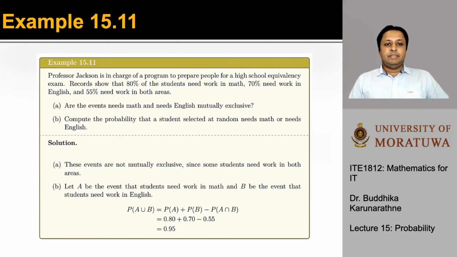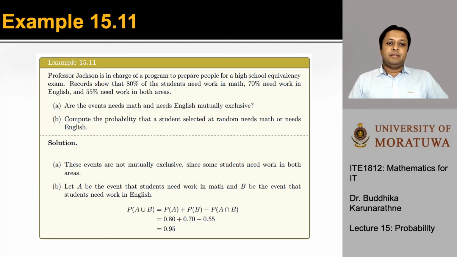So the first question is, are the events needs math and needs English mutually exclusive? Let's see how we approach that in the solution. These events are not mutually exclusive because some students need to work in both areas, right? It is given in the problem that 55% of the students need to work in both areas. So you cannot define them as mutually exclusive events.